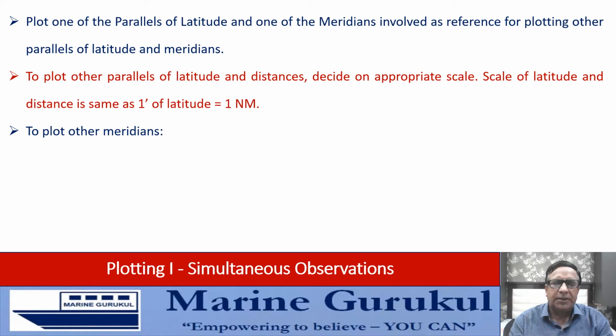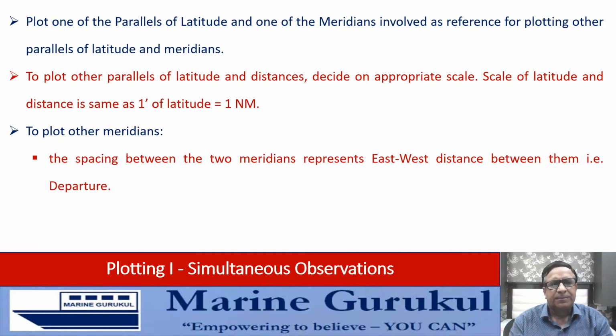To plot other meridians with respect to the reference meridian just discussed above, we need to find out what shall be the east-west spacing between the two meridians. Now this east-west spacing between the two meridians shall depend on the d long between the two as well as the latitude. Why? Because we know that meridians have maximum separation between them at the equator and they all converge at the poles. So the east-west distance between them we all know is called as departure.